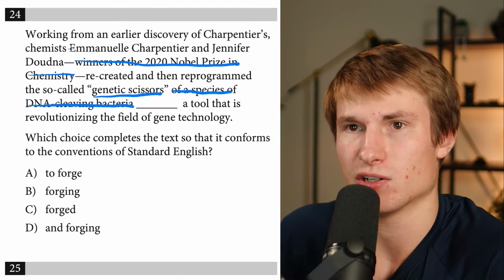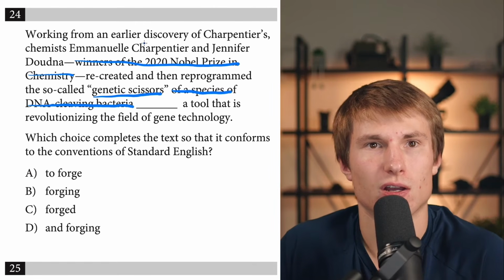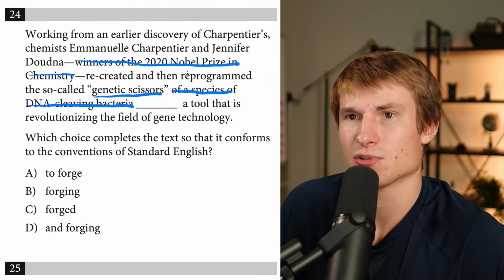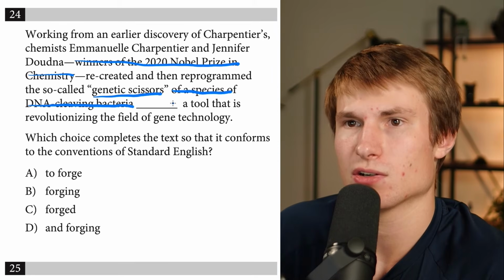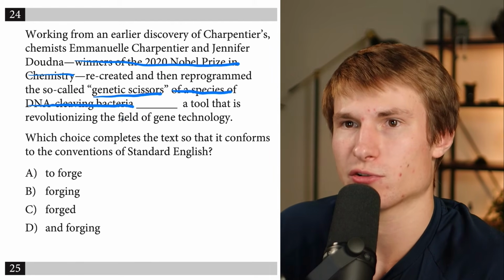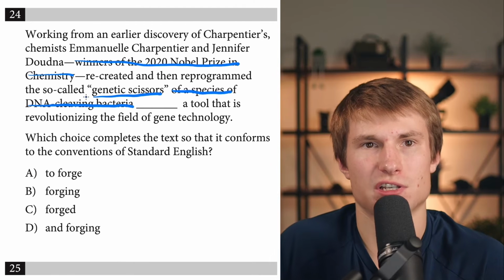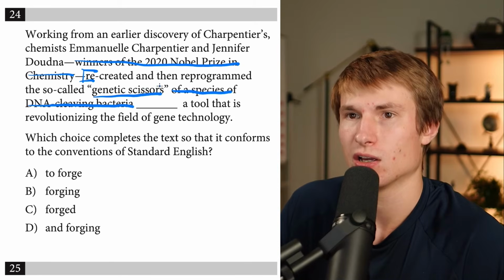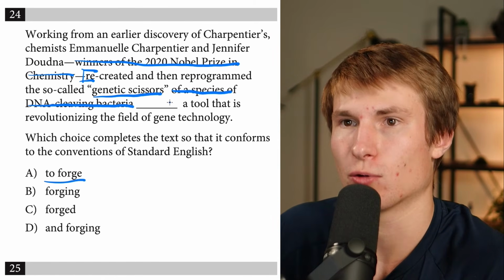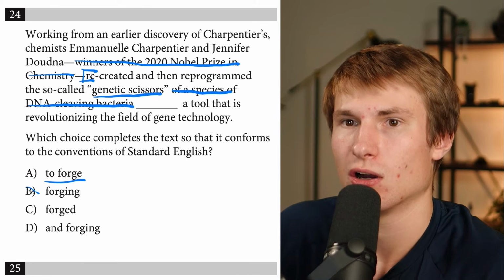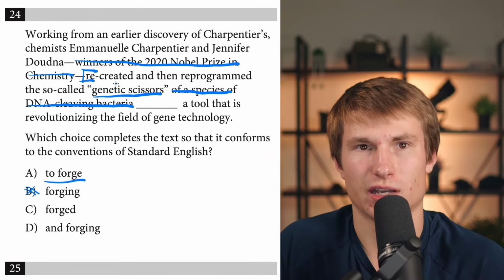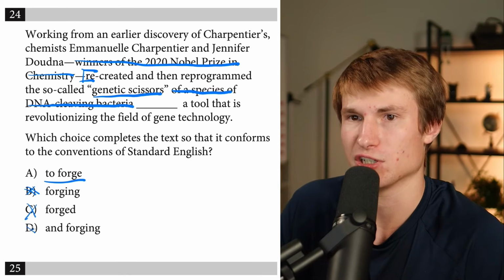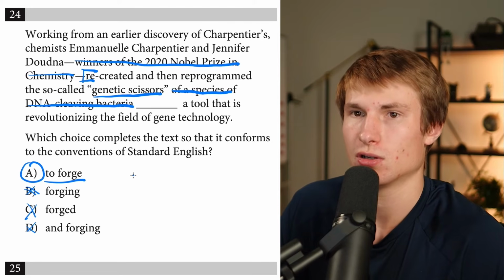From here, let's go ahead and read through with everything crossed out. We've got working from an earlier discovery of Charpentier's, chemists Emmanuel Charpentier and Jennifer Doudna recreated and then reprogrammed. Those are both past tense. The so-called genetic scissors. We wouldn't say forging a tool that is revolutionizing the field of gene technology. These are the actions that occurred: recreated and then reprogrammed the so-called genetic scissors. Why did they do these actions? Well, they did these actions to forge a tool. The genetic scissors aren't forging the tool. They recreated and then reprogrammed the so-called genetic scissors. Why? To forge a tool. So it wouldn't be forged or forging. It would be to forge a tool. So our answer would have to be A.